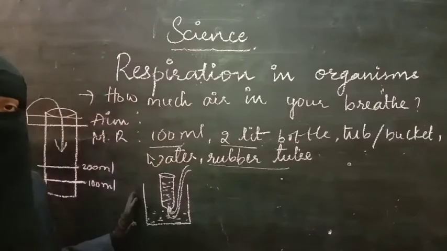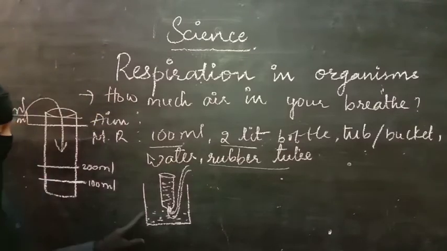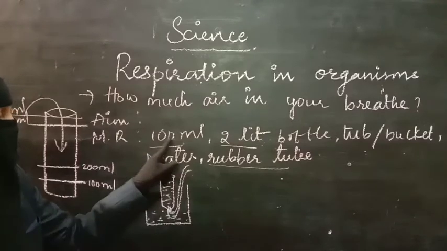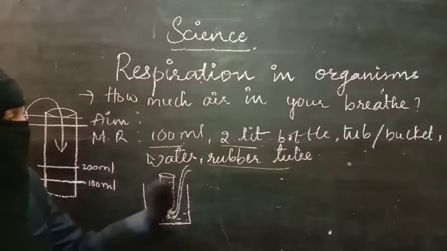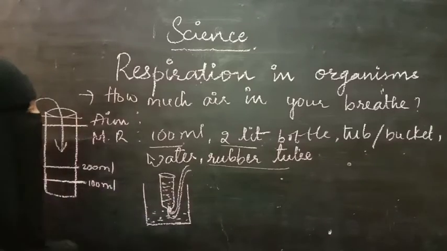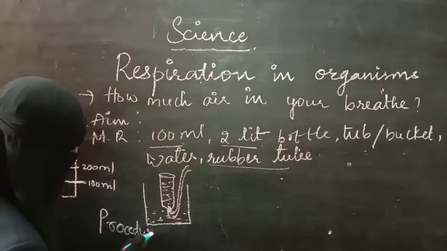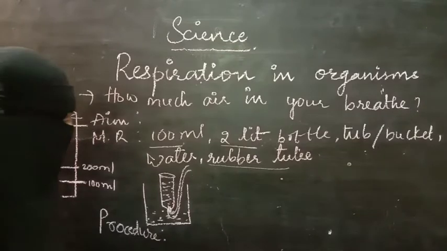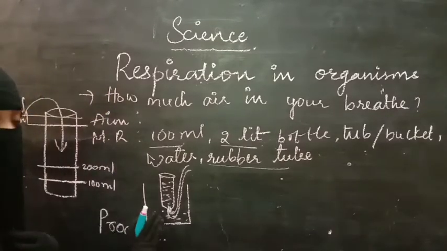This is the apparatus. You see, we have used all the materials here for making this apparatus. We have taken the bucket or a tub, water, then this water bottle. We have filled the water bottle using an injection bottle of 100 ml, then a rubber tube. This is how we have completely made the apparatus.